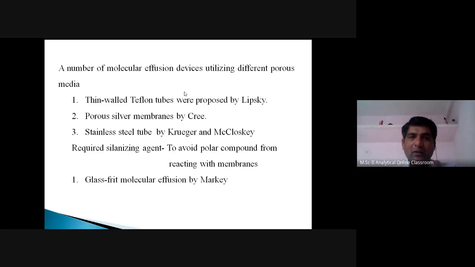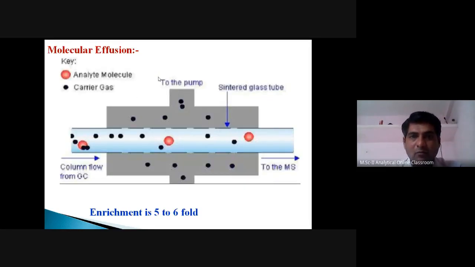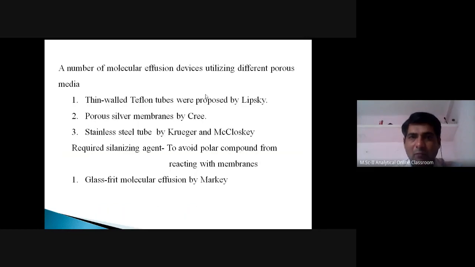Now let's see, there are different types of material we can use for this system. This is the first one. This tube is called the sintered glass tube. Instead of a sintered glass tube, you can use various types of tubes. One is the thin-walled Teflon tubes, which were proposed by the scientist Lipinski. A second is the porous silver membrane, which was used by the Cree scientist for the GCMS. Or you can also use a stainless steel tube. Here, the stainless steel tube is by Cruiser and McCloskey. So these are the three tubes you can use.